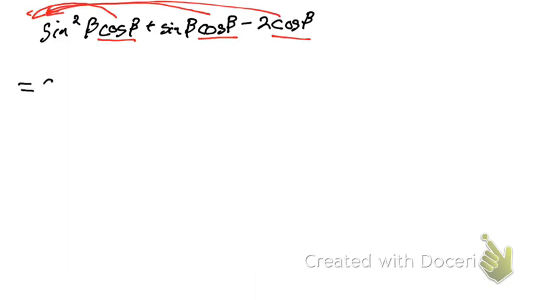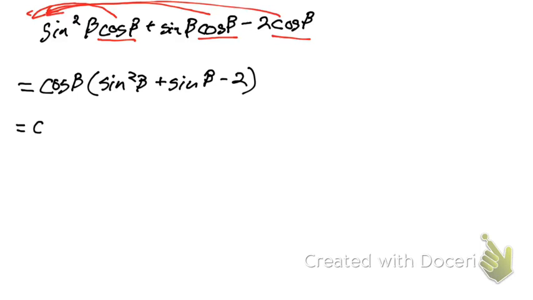which is going to equal cosine beta times sine squared beta plus sine beta minus 2. Now we'll see it's sine squared plus sine minus 2. That's just like x squared plus x minus 2. So this is something I can factor.